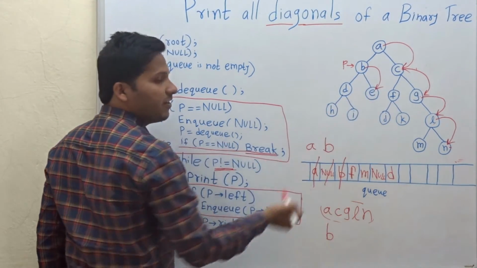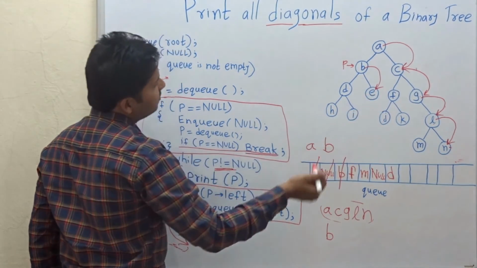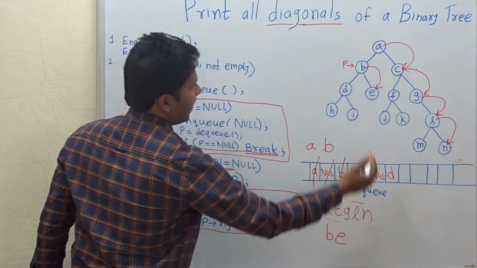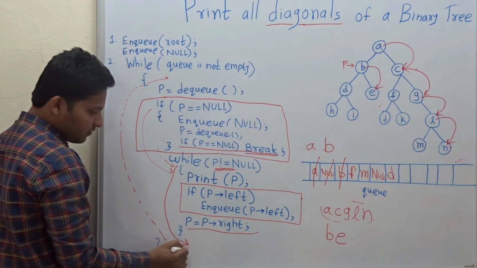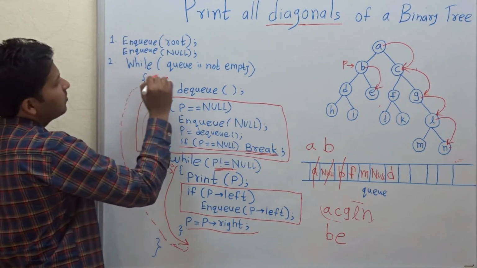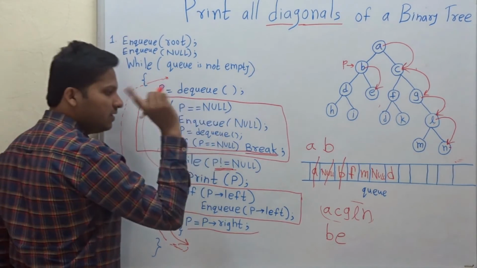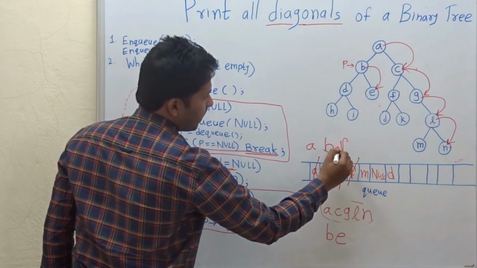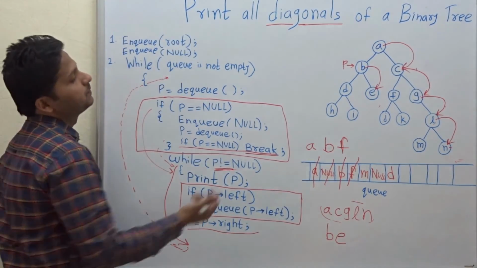Whether E has the left child? No. Whether E has the right child? No. So we just print E, and as the right child is null, we come out of this while loop and we again go to the beginning of the outer while loop and we dequeue. So when we dequeue, we get F, and again we follow the same procedure.